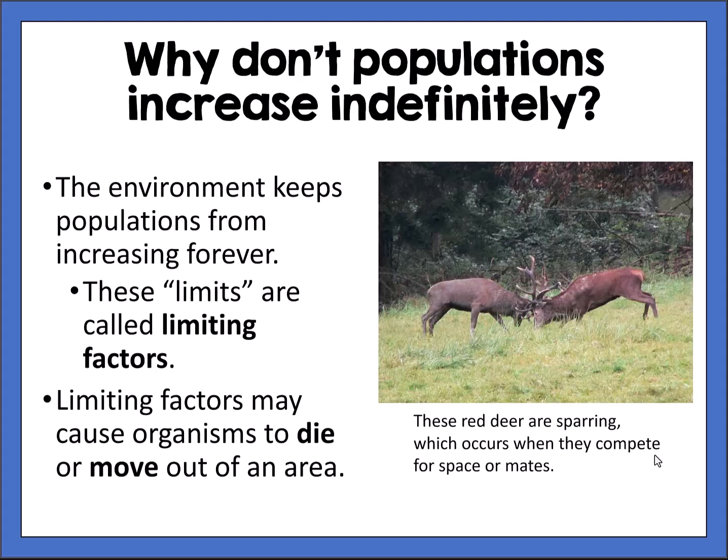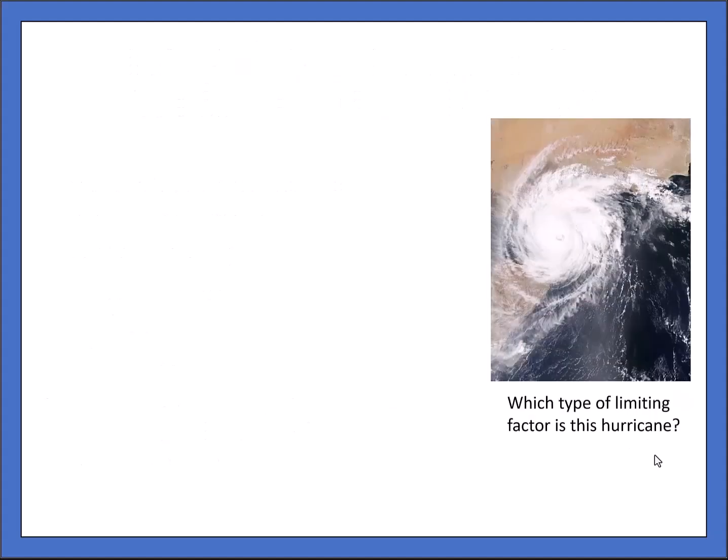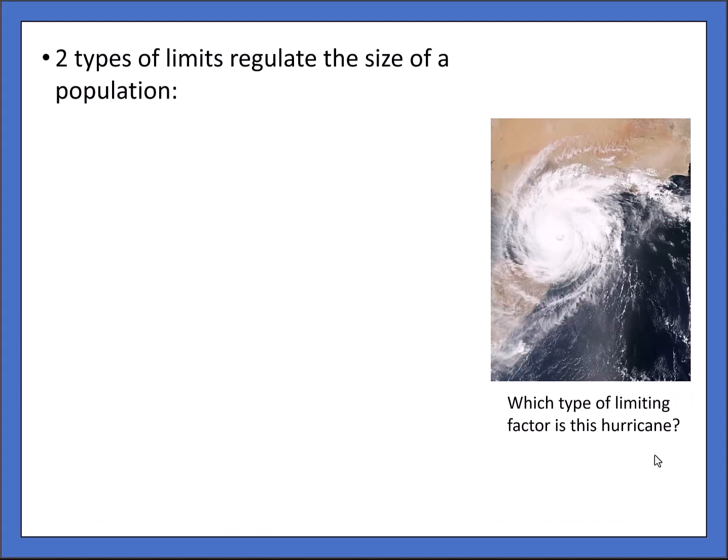For example, these red deer are sparring, which occurs when they compete for space or mates. So if there's too big of a population of red deer, the competition may cause some to die or be driven away to a different area. And there are two types of limits that regulate the size of a population.